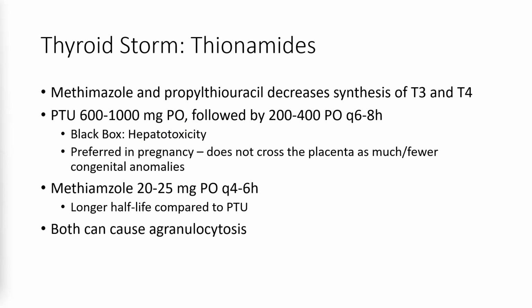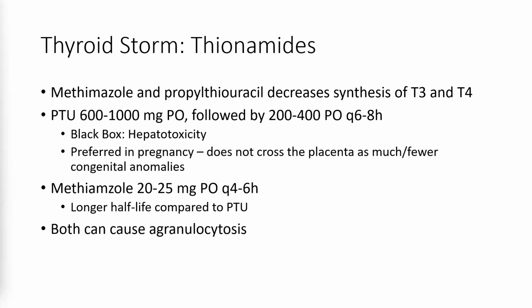So PTU, you can give about 600 to 1,000 milligrams by mouth, followed by 200 to 400 by mouth every 6 to 8 hours. And one of the black box concerns here is hepatotoxicity. So you want to make sure you check liver enzymes before you start them on this medication.